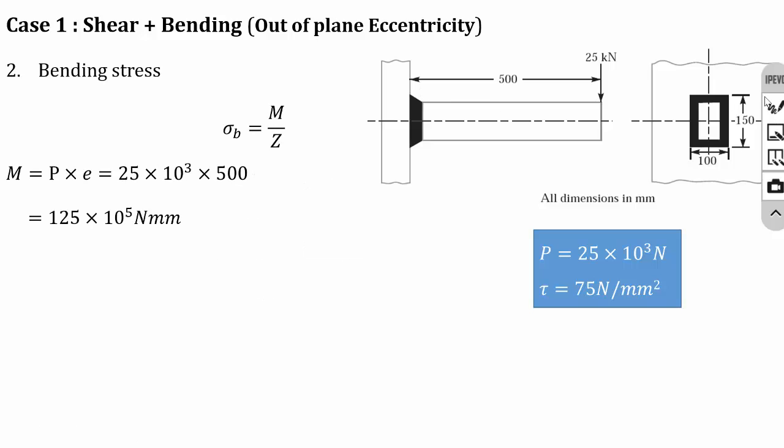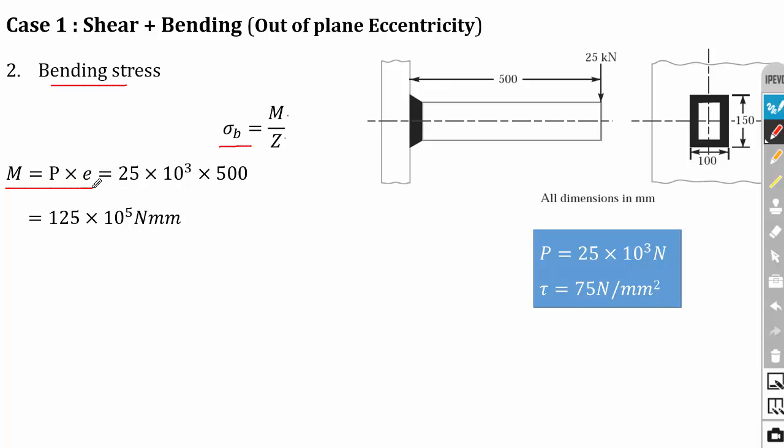Then the secondary stress in the case of case 1 is bending stress. That is sigma B is equal to M by Z. M is equal to load into eccentricity. That is load into perpendicular distance, we will get the bending moment. So here in the problem, the load is 25 into 10 power 3 and eccentricity. So you can see that, this is plane 1 and this is plane 2 and this is the eccentricity. So eccentricity is 500 mm. So 25 into 10 power 3 into 500 mm. So eccentricity is actually the perpendicular distance between the weld region and the load acting. So be clear about it. So finally you will get M is equal to 125 into 10 power 5 Newton mm.